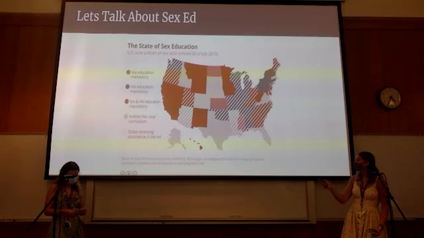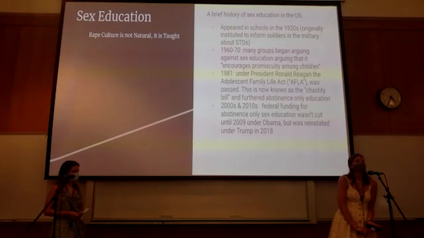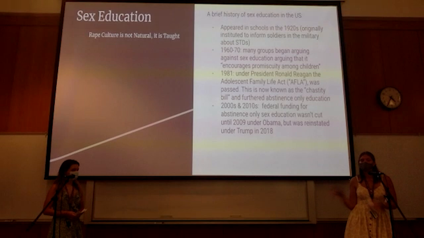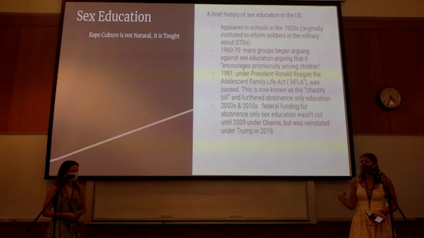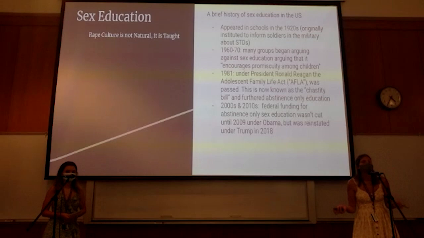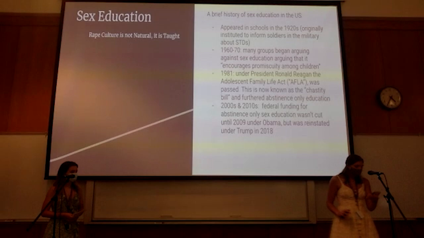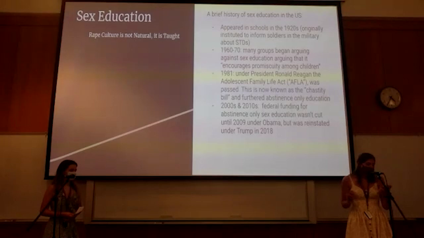But how did we get here? So we're going to look at a brief history of sex education in the U.S. Starting in the 1920s, it was first seen in schools, but it was mostly to inform soldiers about STDs. And then later on throughout the 60s and 70s, many religious groups fought against sex education in schools, saying that it promoted promiscuity amongst young children, sorry.